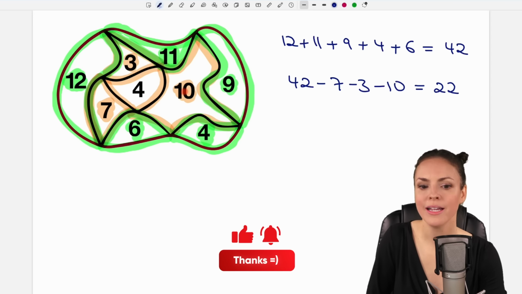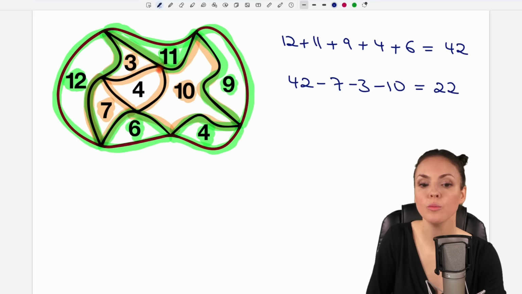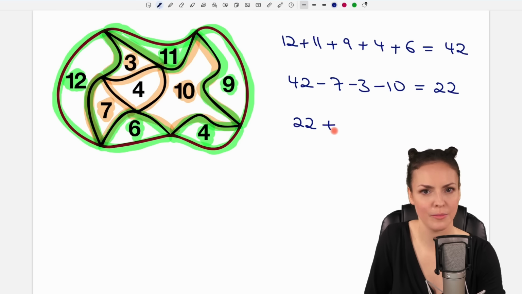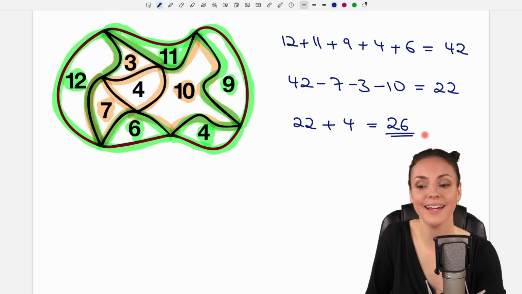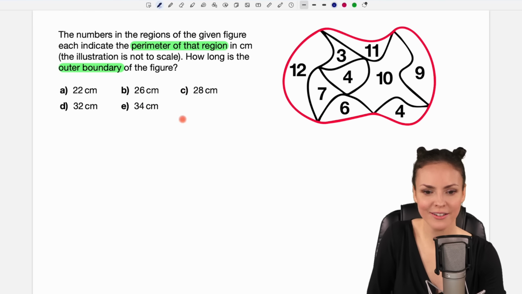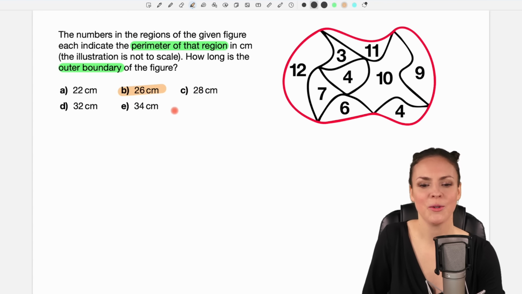No, remember that we subtracted too much. So to our 22, we have to add something again. We don't want to subtract the length of these 3 lines, so we didn't want to subtract the 4, so let's just add it again. And if we do that, we get 26, and that is our final result. So let's see if we have it here in our answers. Yes, we do. And so we solved our problem.